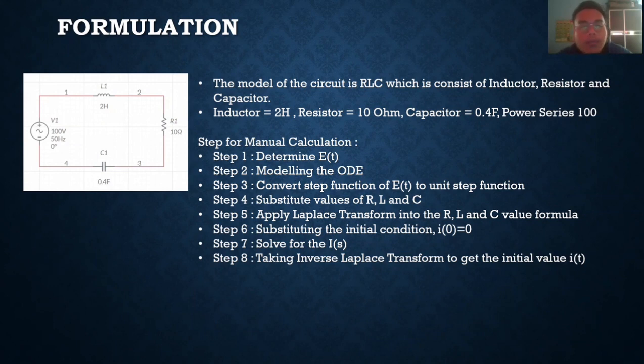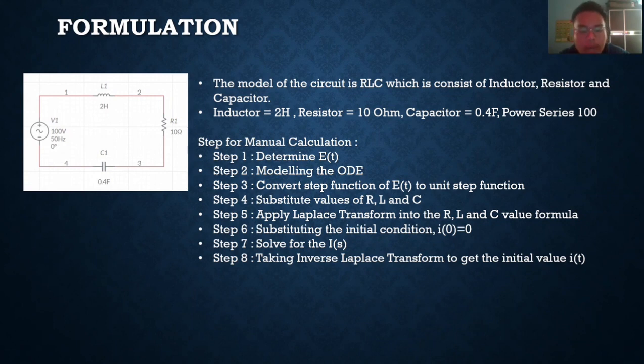So there are 8 steps for the manual calculation. Step 1 is to determine E(t), which means when the 100 units are applied to the circuit, the time is below x seconds. After x seconds, 0 units are applied to the circuit. Step 2 is modeling the ODE, which is VL plus VR plus VC equal to E(t). Then step 3, convert the step function of E(t) to a unit step function. And step 4, substitute the values of R, L, and C.